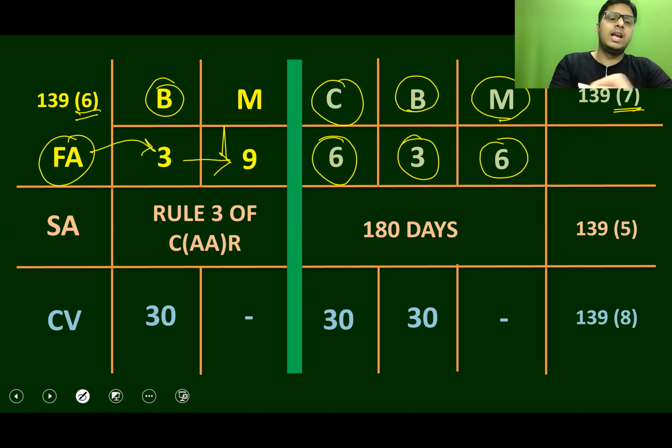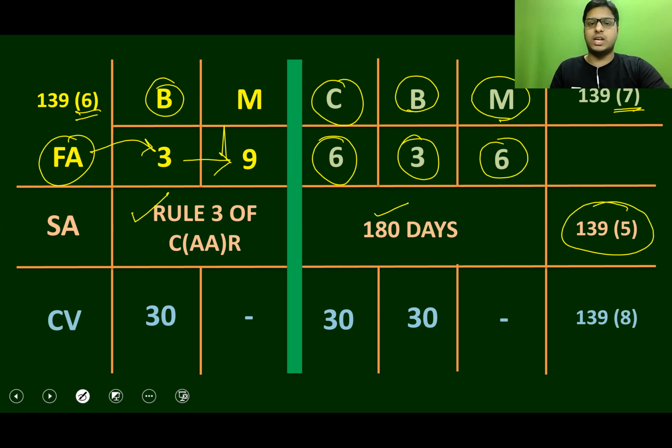Okay. Next is your subsequent auditor, appointed under Rule 3 of the Companies (Audit and Auditors) Rules. And in the case of a government company, it is 139 subsection number 5. That is within 180 days from the commencement of the financial year. You know this very well. Okay. Then after that, if there is a casual vacancy, the board will have to fill the casual vacancy within how many days? Within 30 days.